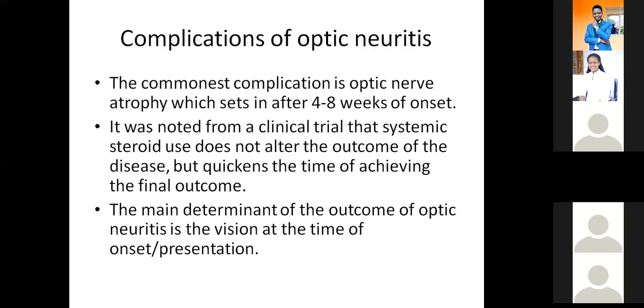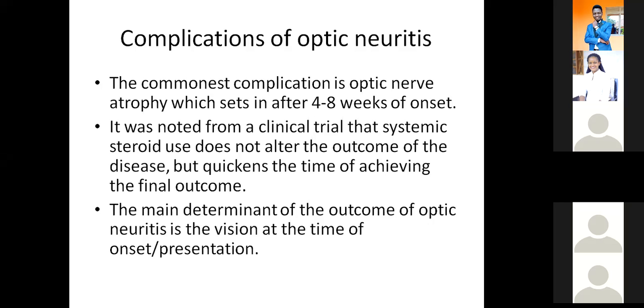Complications which may arise from optic neuritis, and the commonest complication is optic nerve atrophy. Optic atrophy usually appears after 4 to 8 weeks following the onset of the disease. And when you look at the nerve, it is pale white. That's when you say the nerve has atrophied.